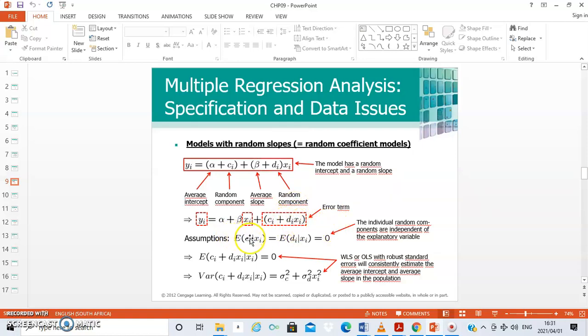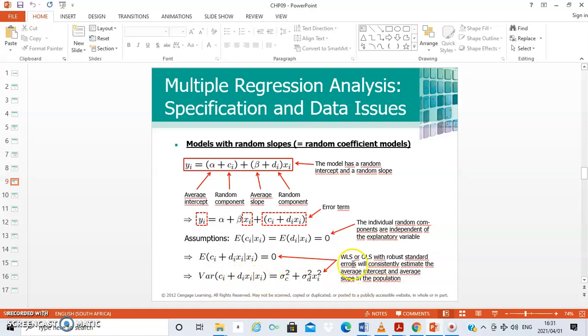So what we have here, we are assuming that the expected value of ci given xi is equal to the expected value of di given xi, and we are basically saying that this must be equal to 0. In other words, the individual random components, which here are di and ci, are independent of the explanatory variables. If that is the case, then we can say the expected value of ci plus di xi given xi is equal to 0. And so that is the mean, and this is the variance.